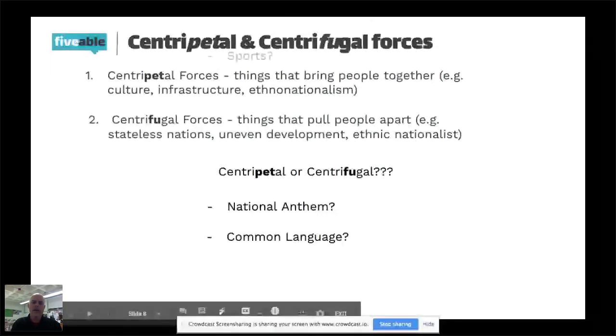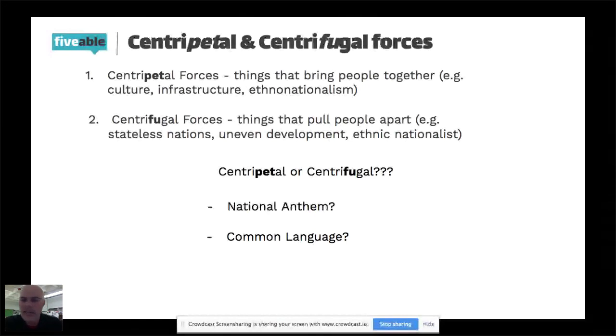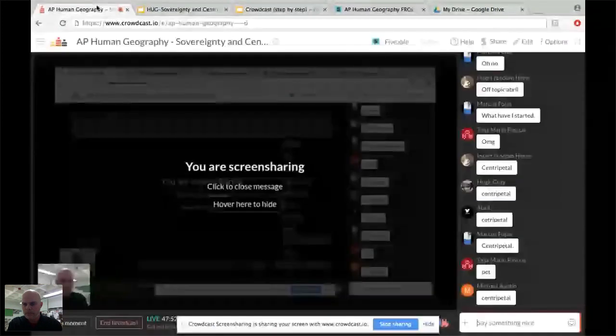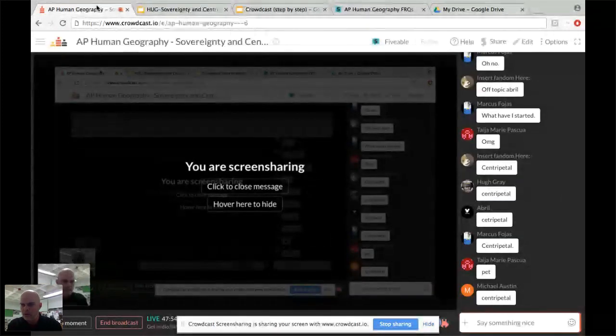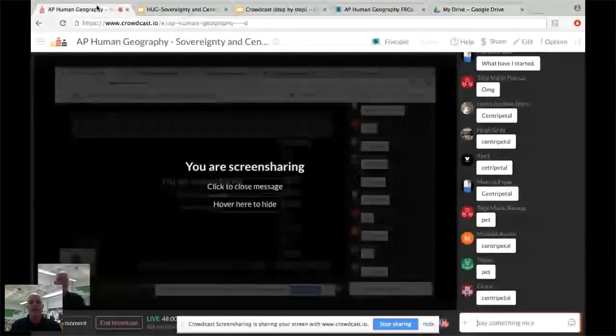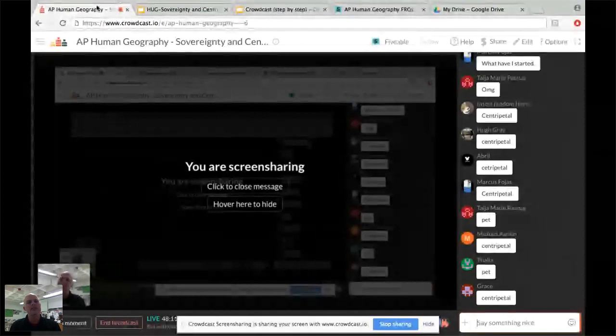Number two. What about a common language? Do you guys think a common language is more centripetal or centrifugal? What do we think? We have centripetal. Everybody thinks pretty much centripetal. Yeah, absolutely. If they're sharing a language, it's typically a good thing in that it's going to bring people together. But there are some examples where I guess it could be centrifugal.